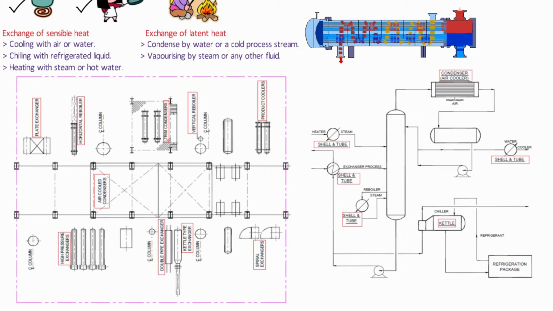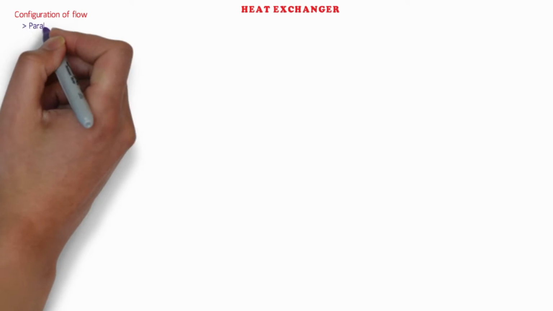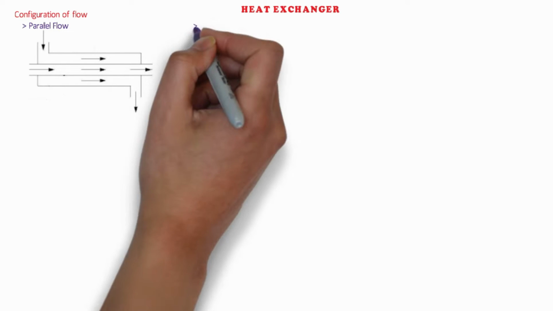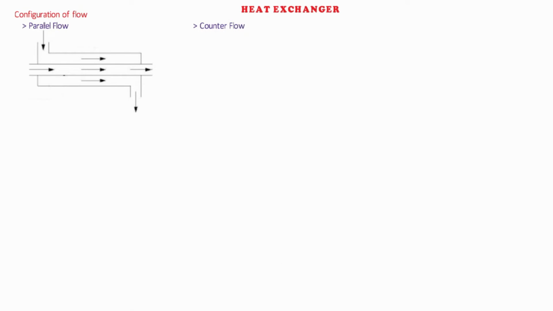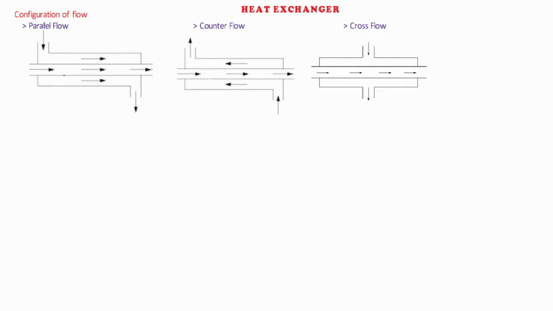Now, let's move on to the classification of heat exchangers on the basis of various parameters. Heat exchangers can be classified on the basis of configuration of flow. There are three types of flow configurations. First, parallel flow, where the hot fluid and the coolant flow in the same direction. Second is counter flow, where the hot fluid and the coolant flow in opposite directions. Third is cross flow, where the hot fluid and the coolant flow perpendicular.